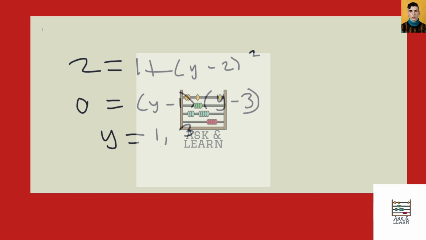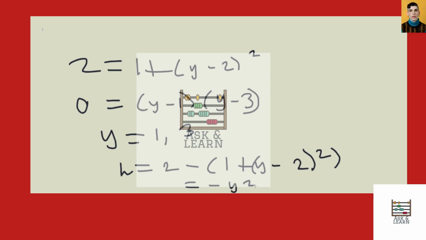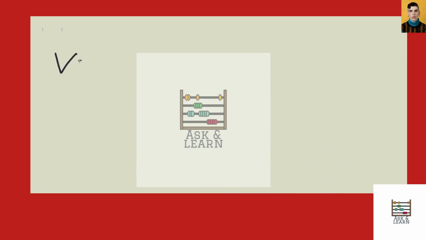Now that we have this, we know that if r is y and the height is going to be 2 minus (1 plus (y minus 2) squared), then we need to simplify the height also to make it easier to plug in. Otherwise, it's going to be really messy. So this is negative y squared plus 4y minus 3. Okay, good. That's something we can now put into the integral.